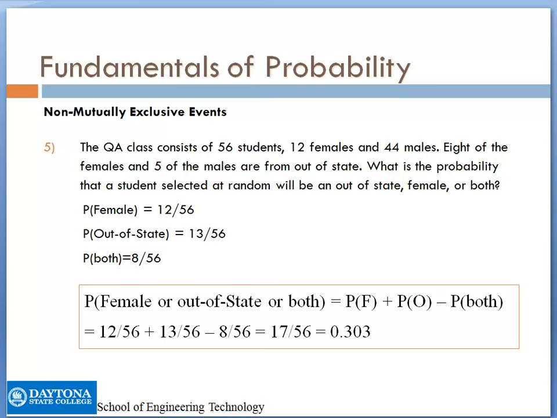If you add 8 plus 5, that would be 13. So 13 over 56. The probability of a female would be 12 females divided by 56. Now the probability of both is 8 divided by 56, which is the female being out of state. So you sum the probability of female plus the probability of out of state, minus the probability of a female being out of state. And that's equal to 0.303 or 30.3%.